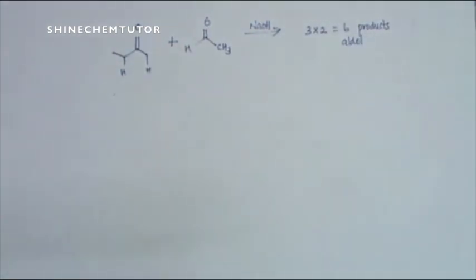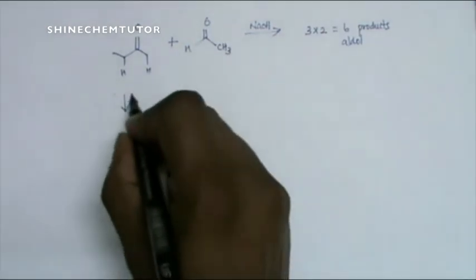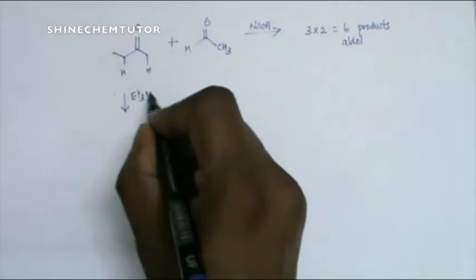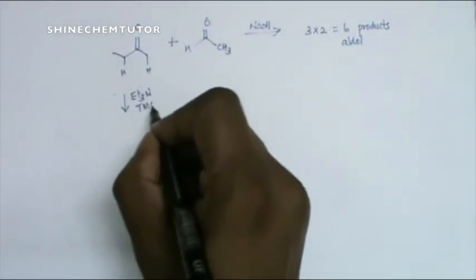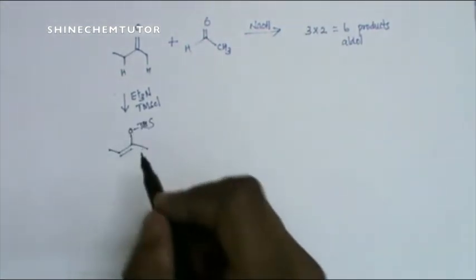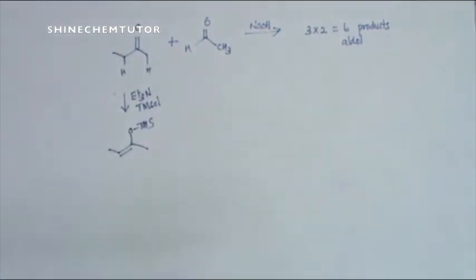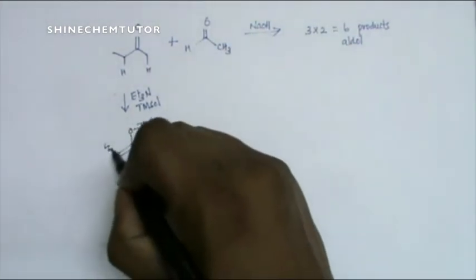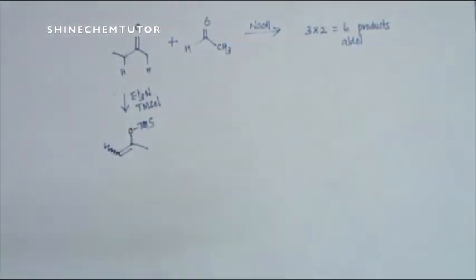Is there any possibility to get only one product? It is possible. If you go for triethylamine and TMS chloride, we get enol ether. For the time being, I don't bother about the stereochemistry. It may be E or Z.